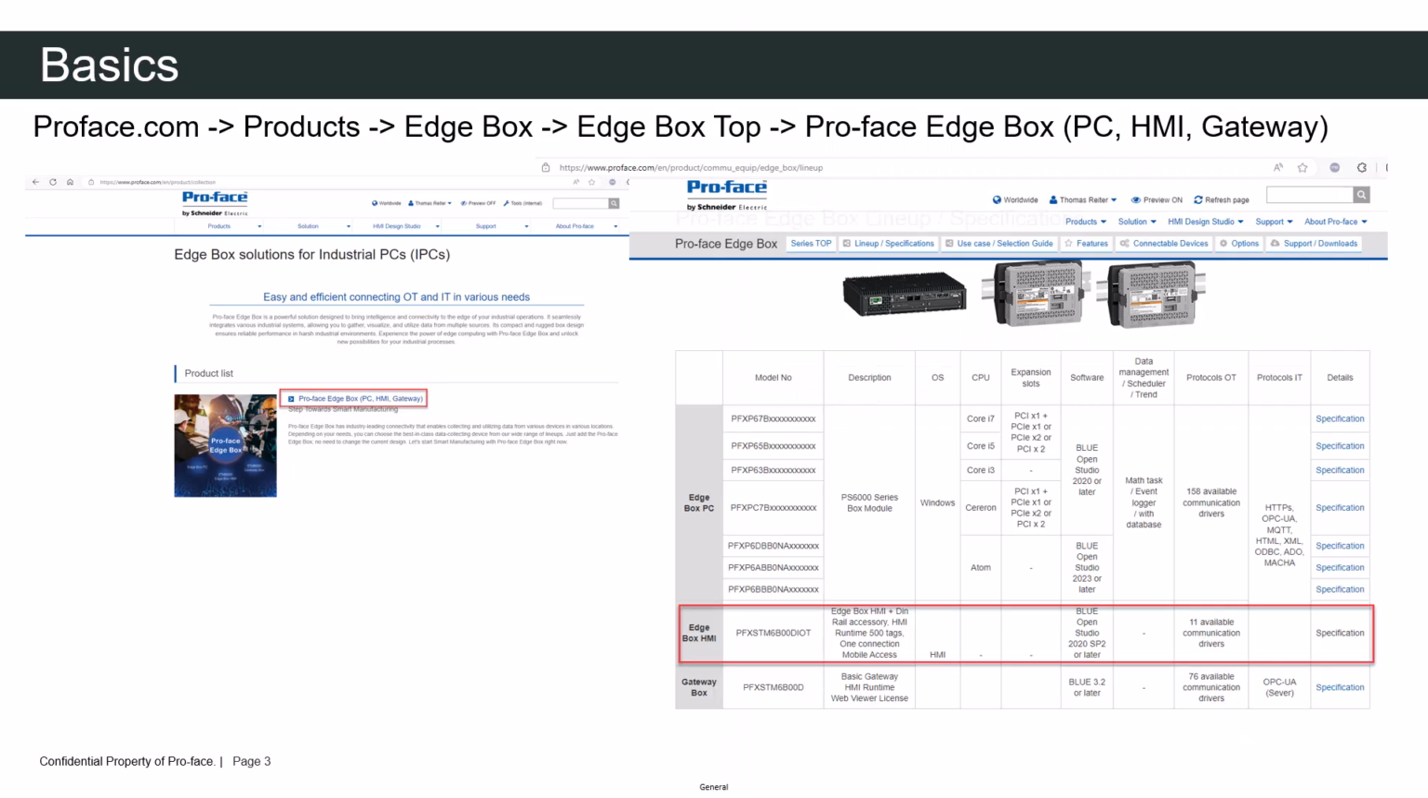All right, so in Proface.com, you'll find the EdgeBox, the EdgeBox IoT with Blue Open Studio under the Proface EdgeBox section. And then you'll notice down here you've got different EdgeBox, right? You have EdgeBox PC, you have Gateway Box, which is a blue runtime box, and then you have the EdgeBox HMI, which is the Blue Open Studio runtime box.